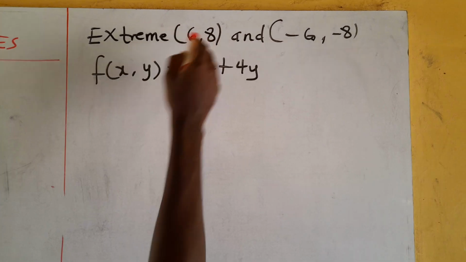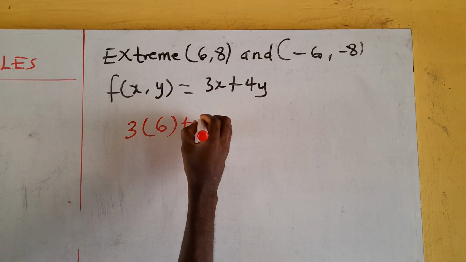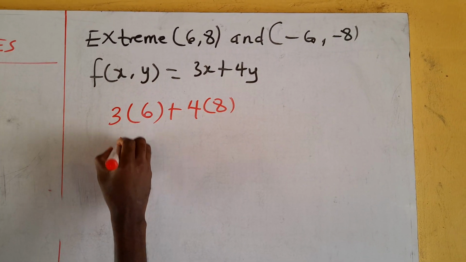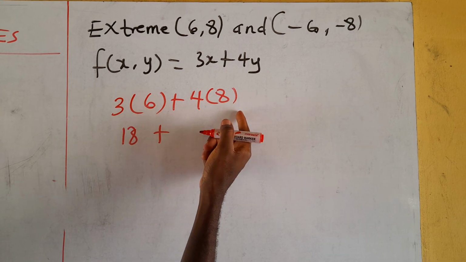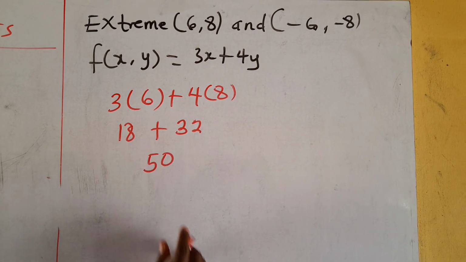So when we substitute the 6, 8, we'll get 3(6) plus 4(8). 3 times 6 is 18, plus 4 times 8 is 32. 18 plus 32 will be 50.